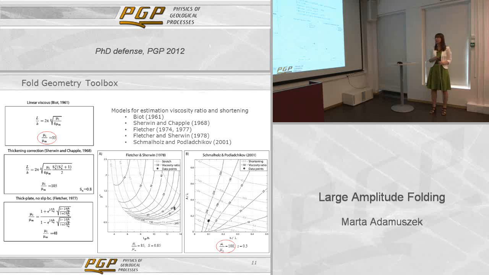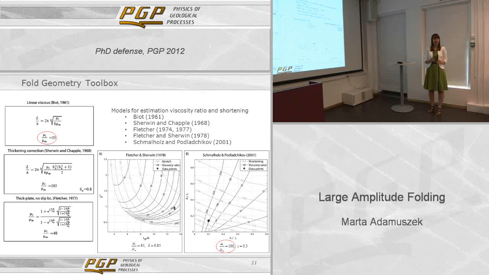And I implemented a set of methods in the toolbox. And then I noticed that when analyzing different folds, I usually got different answers. For example, here in Biot, the viscosity ratio is 25, and the method from Schmalholz and Podladchikov indicated that the viscosity ratio was 100. And I also started to compare these results with the results that I obtained from numerical simulations.